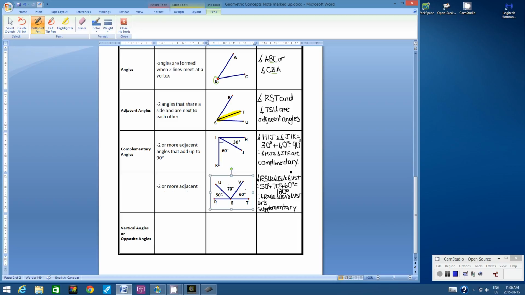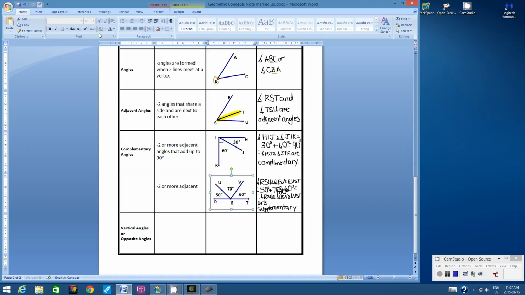Okay? So because these three angles add up to 180 degrees, they are called supplementary angles. Okay? They are not called straight angles. Remember, a straight angle is one angle that measures exactly 180 degrees. So a lot of students get confused between straight angles and supplementary angles. They are two completely different things.